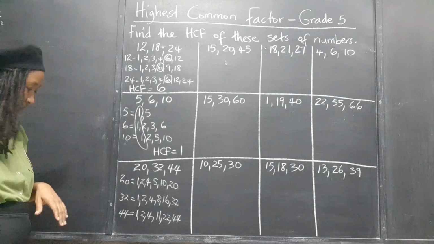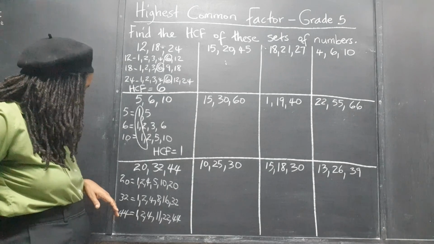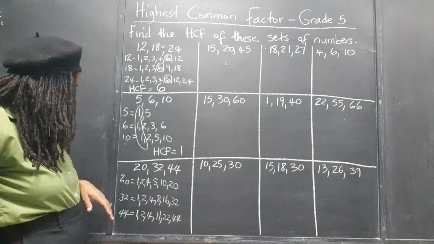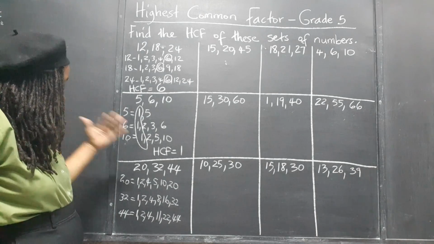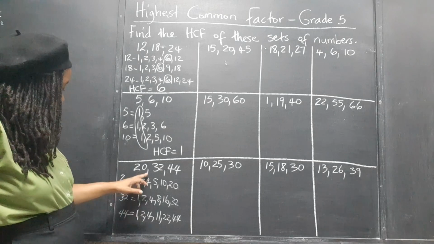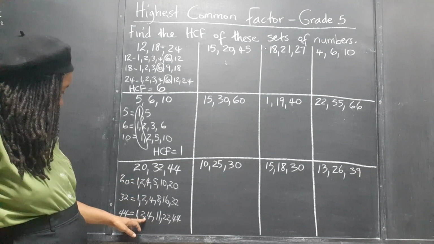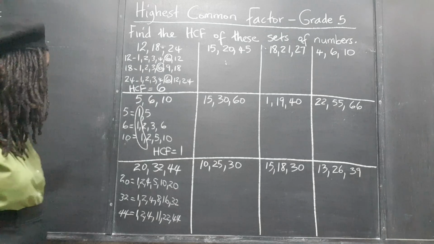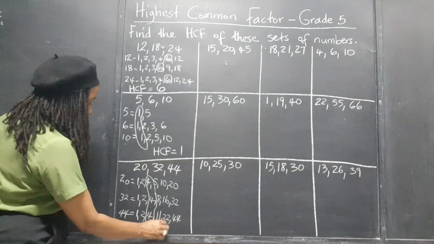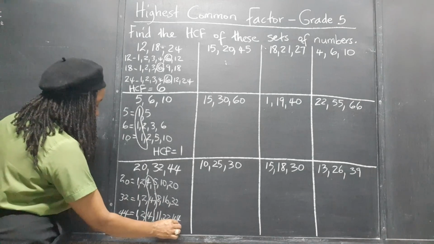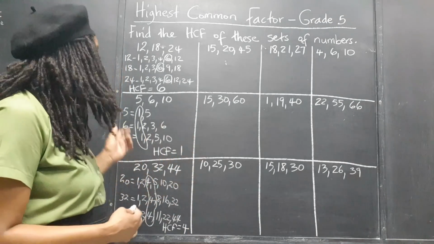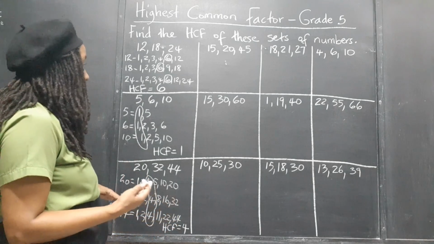If I'm missing any factors, you just jot them down in your book, and then hopefully I still get the highest common one. Alright, so what's common to all of them? We know 1 is common, 2 is common to all of them, 4 is common to all of them. And I think that's the highest common factor, the 4. So the HCF of 20, 32, and 44 is 4. It's common to all the numbers, and it's the biggest one that's common to all the numbers.